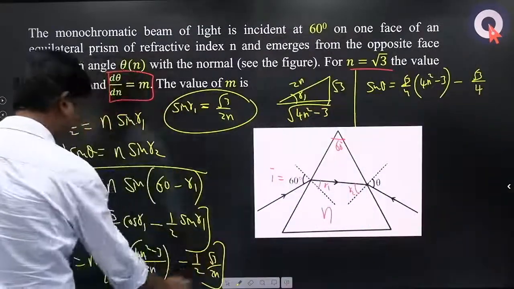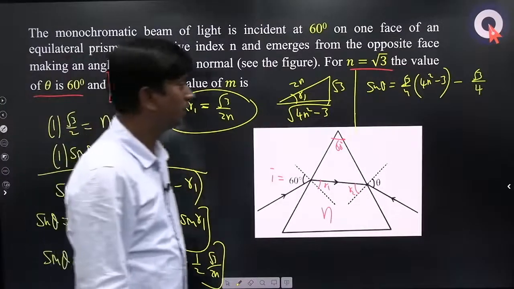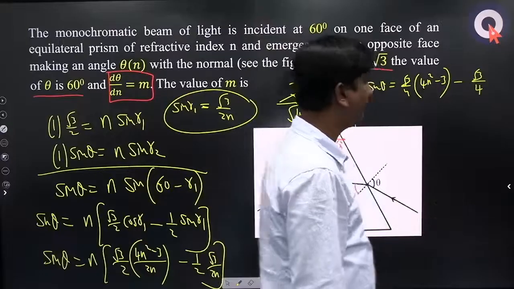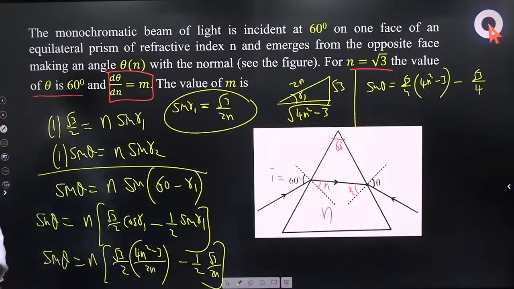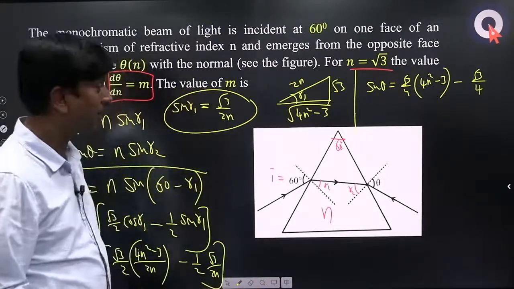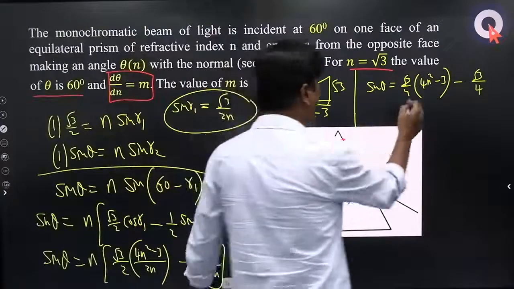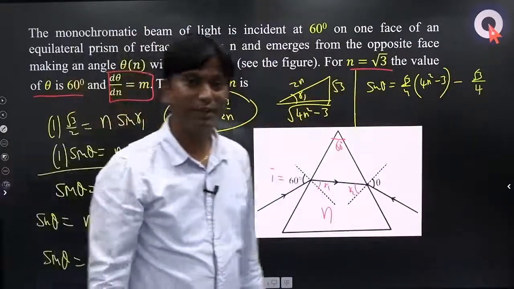So root 3 by 4, n will anyway get cancelled, right? So this is the value of sin theta, which is a function of n only. n is coming here, but this n is cancelled with this. Now what will we do? They are asking d theta by dn, right? So don't take theta equal to sin inverse of all that and then try to differentiate d theta by dn.